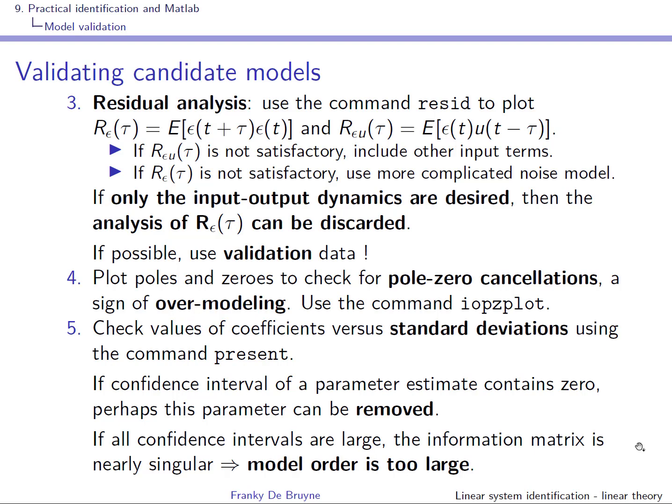And finally, look at the standard deviations. Look at the coefficients and compare with the standard deviations, and this can be done using the command present. If the confidence interval of a parameter estimate contains 0, then you have a small estimate with a large confidence interval. Then you can probably remove this parameter. If all confidence intervals are large, it could be that you have a model order that is much too large.